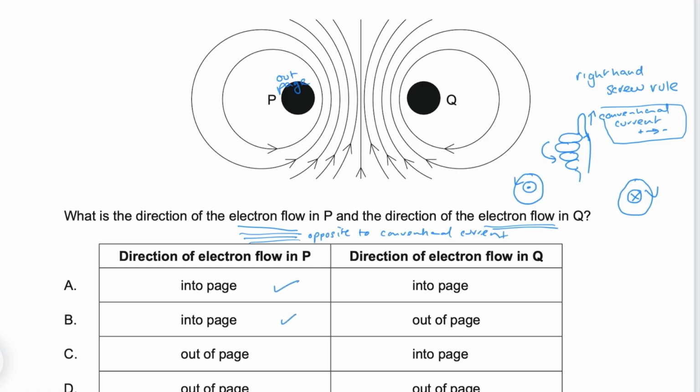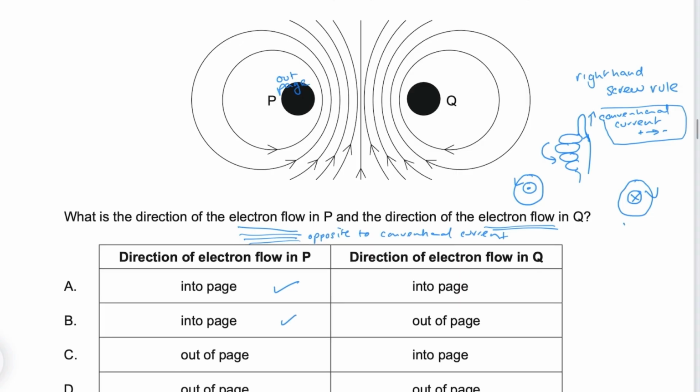Let's look at Q. Which direction of your thumb, into the page or out of the page, will cause the magnetic field lines to be clockwise? Well, it's into the page. So at this point, we're going to point our thumb into the page, which is a conventional current. So the electron flow current is opposite to that, which is out of the page, and the answer is B.